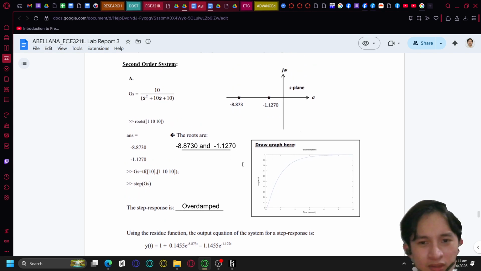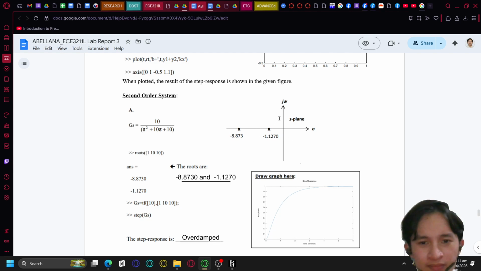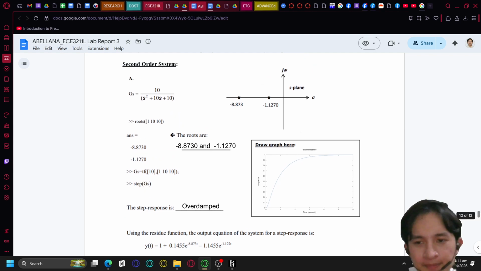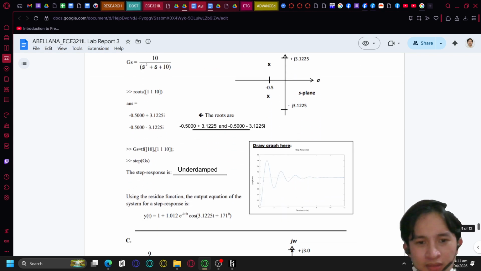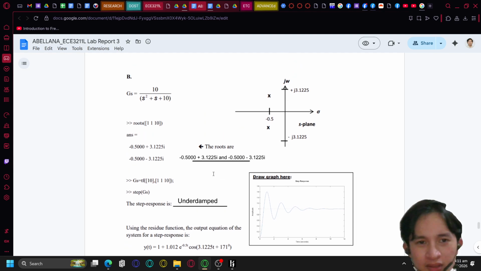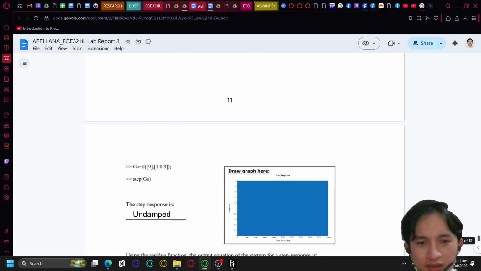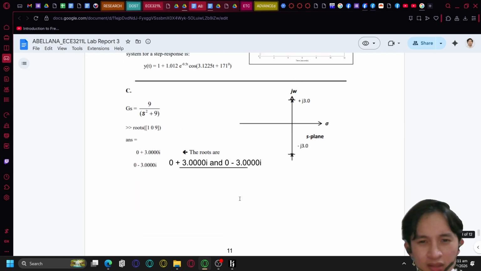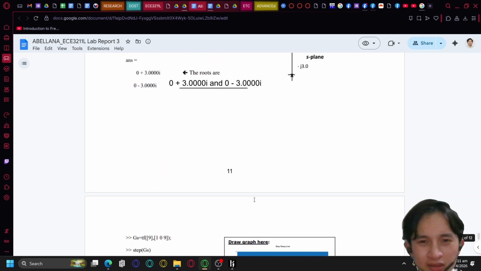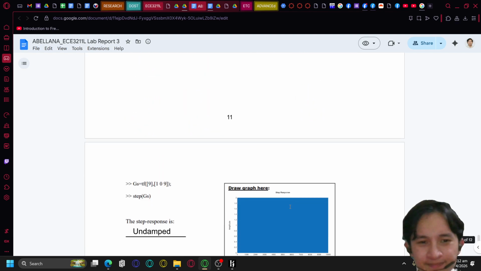For the overdamped, you have your poles here, and your output is like this. I think this is much slower compared to the critically damped. And for the underdamped, you have your poles here, partners with imaginary numbers, and your output is like this. It fluctuates and stabilizes. For undamped, I think this is marginally stable because it's on the imaginary axis.